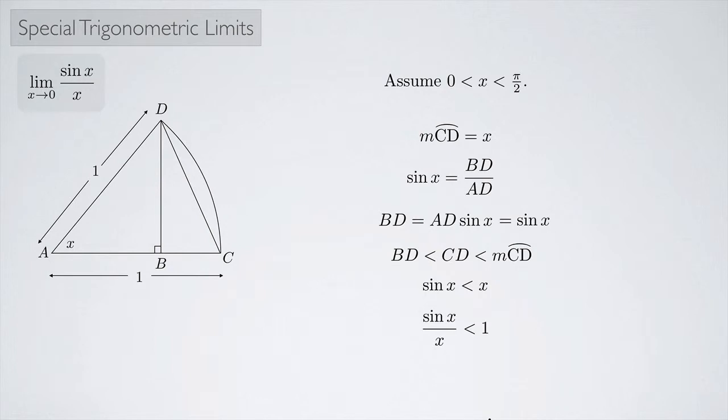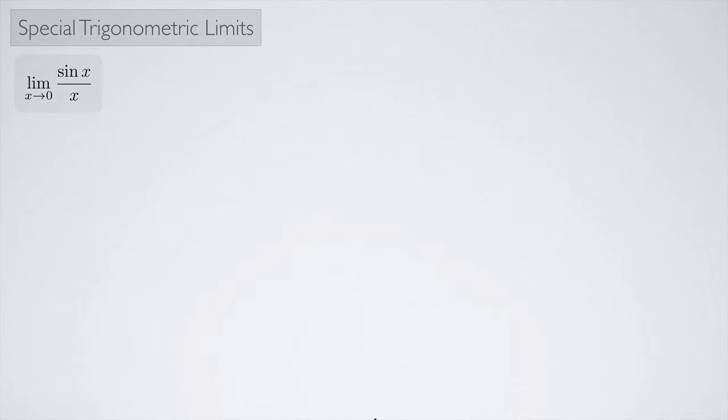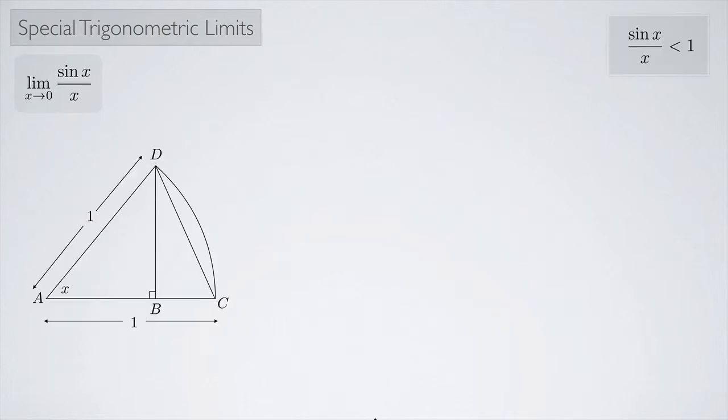So if you haven't figured out what's going on so far, what I'm trying to do is to use the squeeze theorem on this limit by putting bounds on sine of x over x. So I already found out that sine of x over x is less than 1. Now I want to find something for the other side of the inequality, and then I'll apply the squeeze theorem. Okay, so we found sine of x over x is less than 1, and here was the diagram that we had before, and I'm going to change it a little bit.